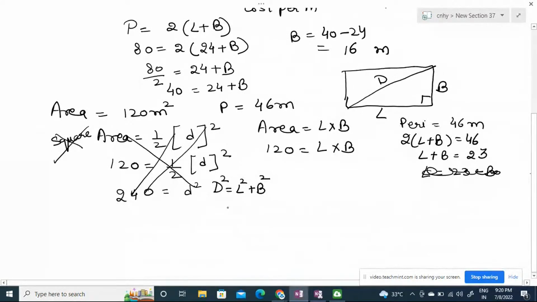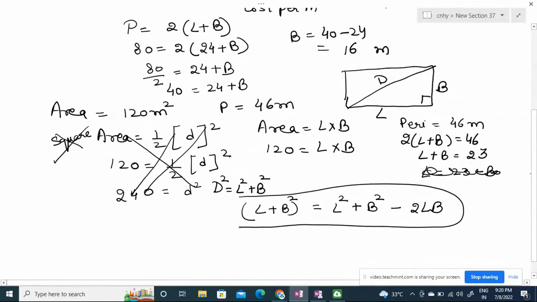Or you can also use a formula. Length plus breadth whole square is equal to L square plus B square plus 2LB. This is algebra. Why this question was there, I am not able to understand. This is a formula of algebra. Pythagoras theorem, I never even get a word of it. Just leave it. This is the formula of algebra. Now we have L plus B as 23.